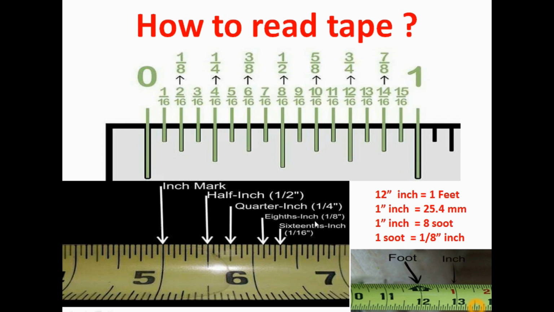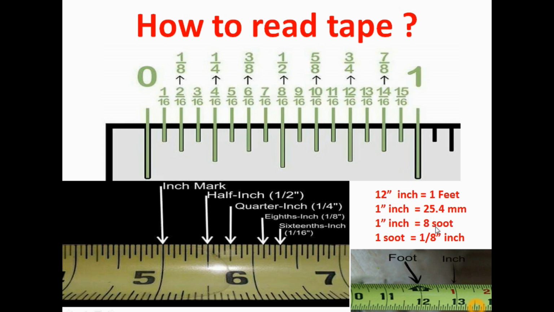Now we see some equations. 12 inch is equal to 1 feet. Okay, you can see in some measuring tapes, instead of writing 12 they are writing 1 feet. That means 12 inch is equal to 1 feet. Okay, and 1 inch is equal to 25.4 mm. This is the equation between inch and metric scale.